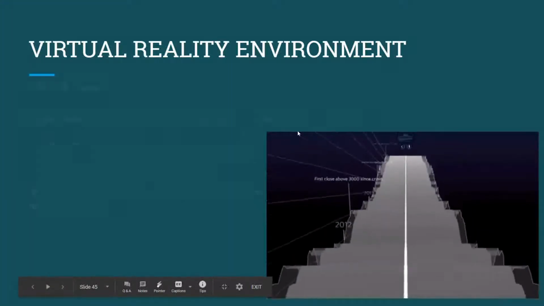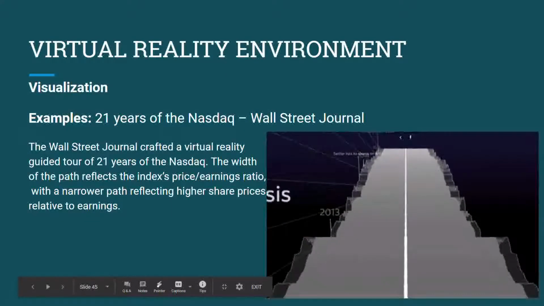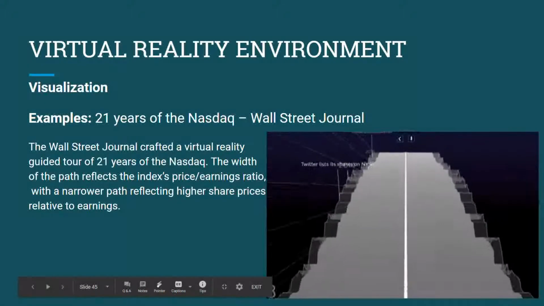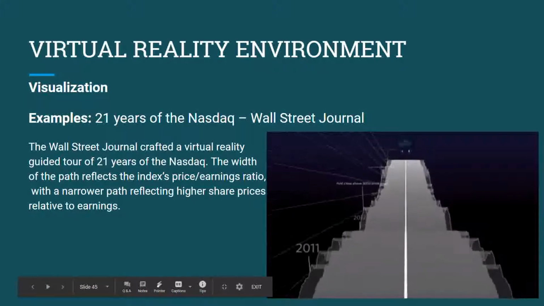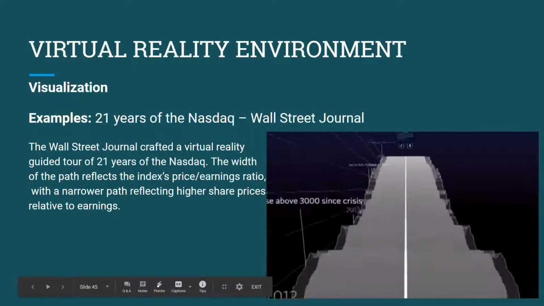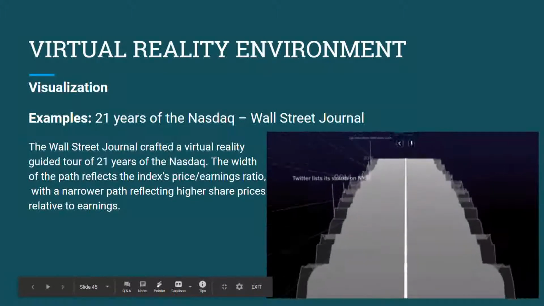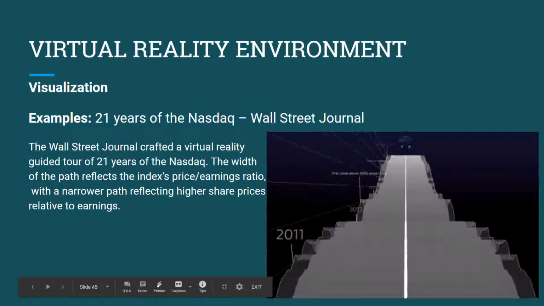And here's another visualization. It is showing 21 years of the NASDAQ. It's by the Wall Street Journal, so they are showing all the important things that happened there, like index price, price earnings ratio, and what happened, which crisis came in which year, and what the major landmarks are.